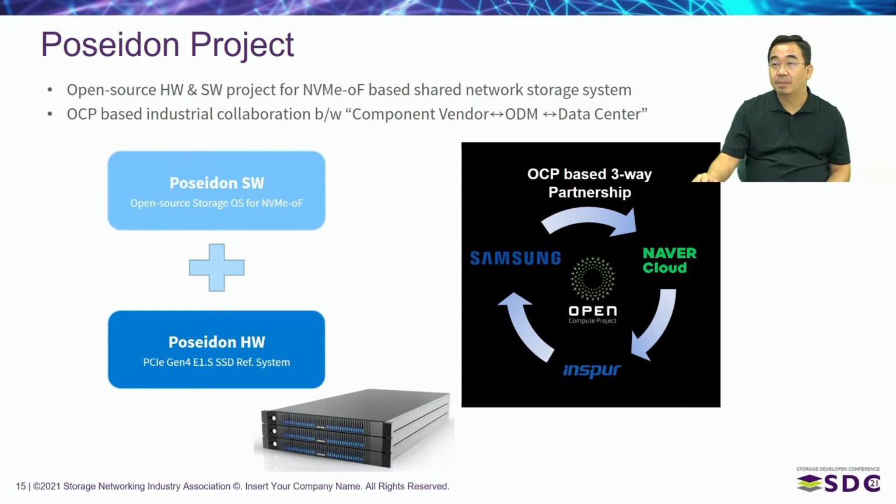We introduced Project Poseidon last year. The Poseidon Project is an open source based multi-industry collaboration program. Component vendors, system vendors, and data centers got together to develop the next generation storage system, which is Poseidon V1. Now the V1 E1.S reference system is officially launched and being tested at the data center. Today, I'd like to share the system architecture briefly again, and we want to share our system test data.